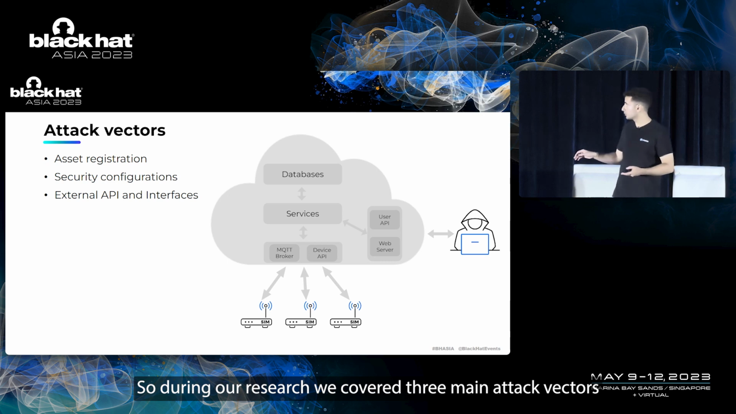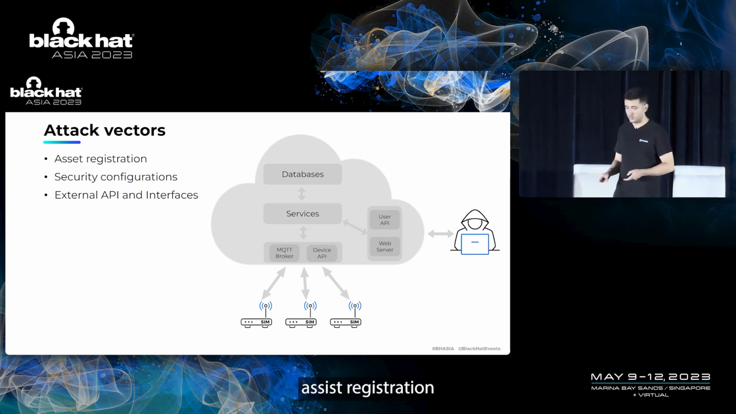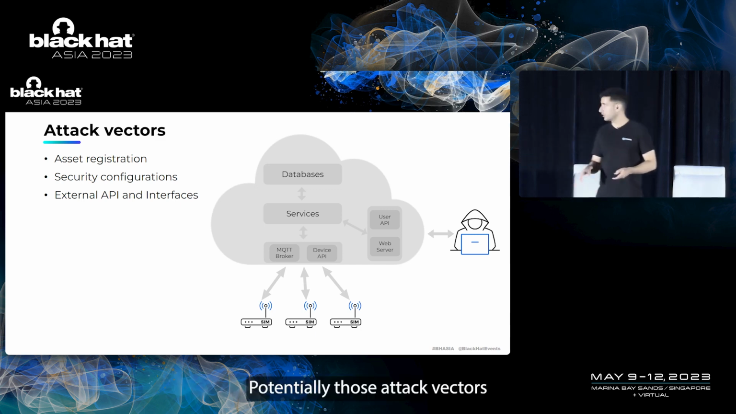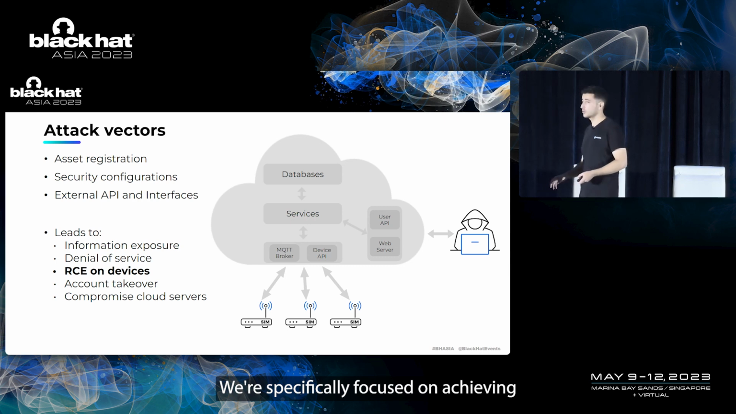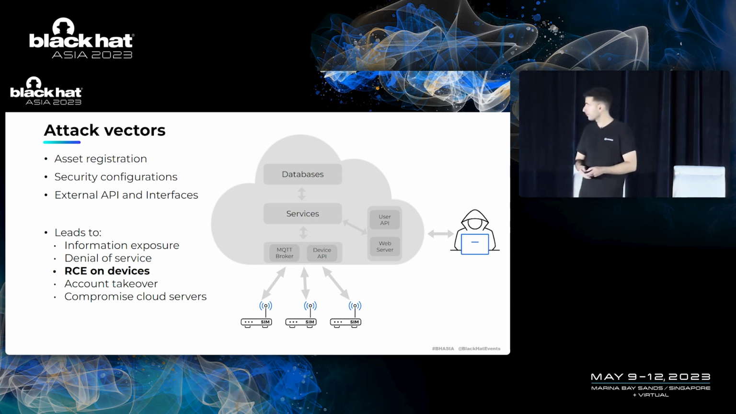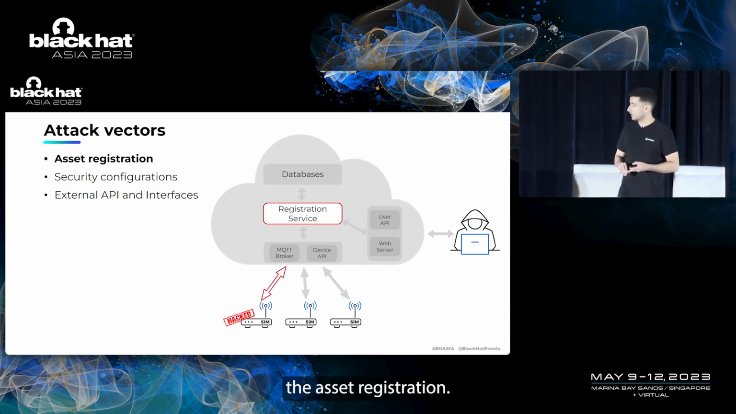So during our research, we covered 3 main attack vectors: asset registration, weak security configurations, and vulnerabilities in the external API and interfaces. Potentially, those attack vectors could lead to different outcomes. We specifically focused on achieving remote code execution on devices over the cloud. Let's start with the first attack vector, the asset registration.